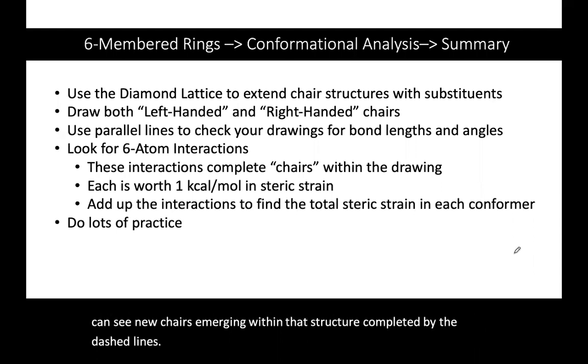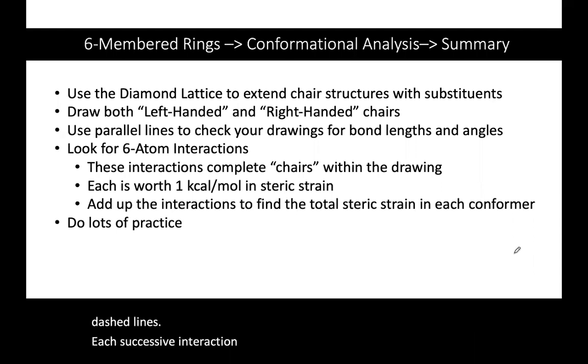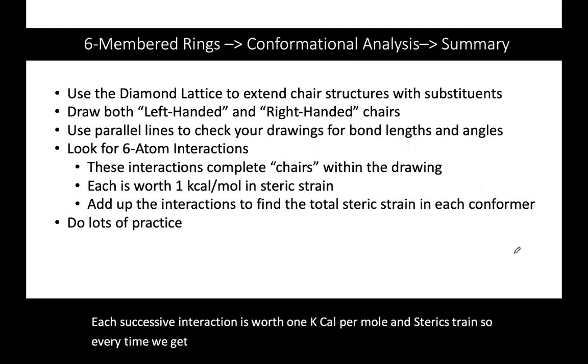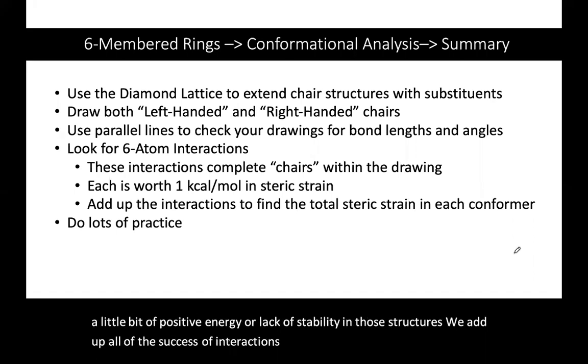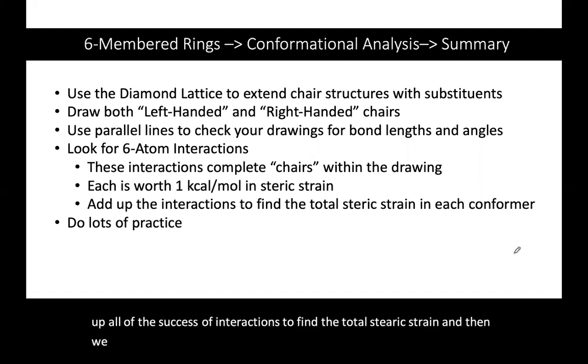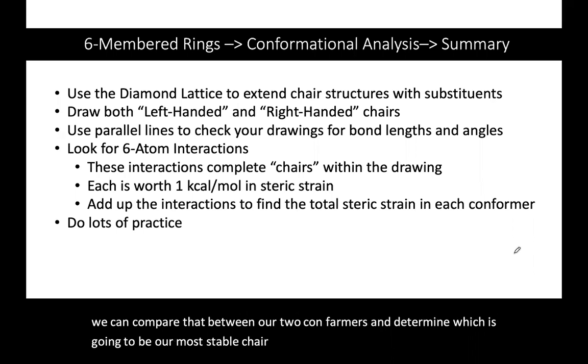Each 6-atom interaction is worth 1 kcal per mole in steric strain. So every time we get these atoms close in space, 6 atoms apart, that provides a little bit of positive energy or lack of stability in those structures. We add up all of the 6-atom interactions to find the total steric strain, and then we can compare that between our two conformers and determine which is going to be our most stable chair and by how much energy.